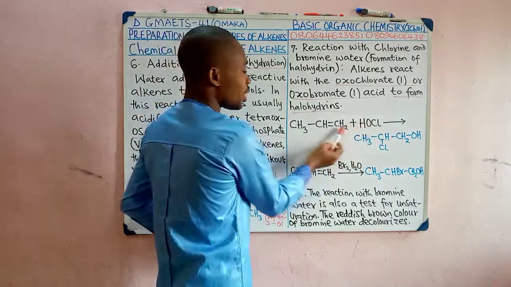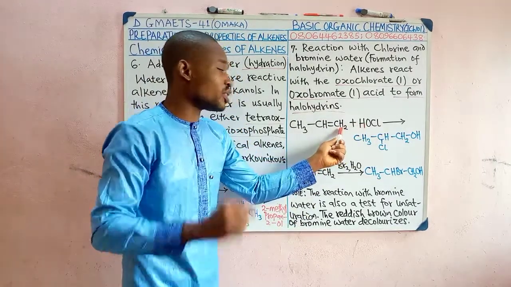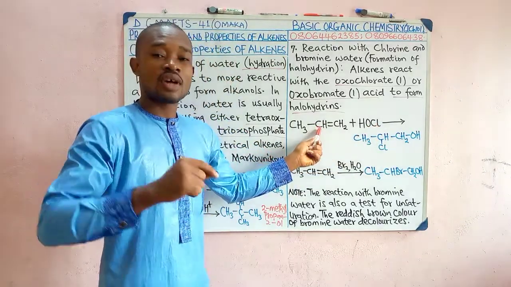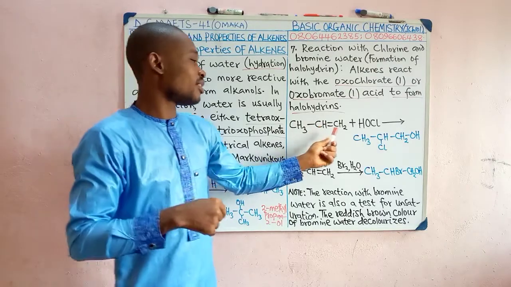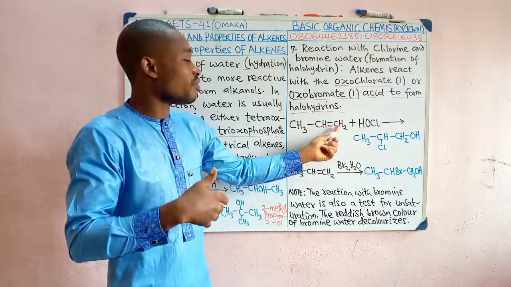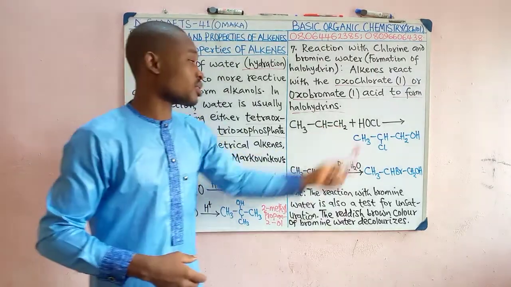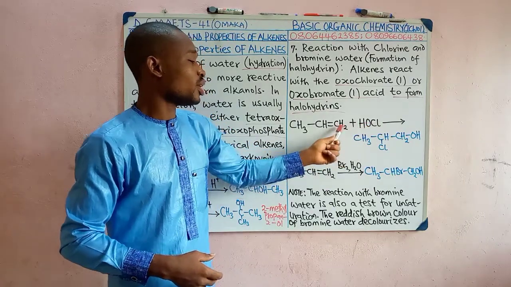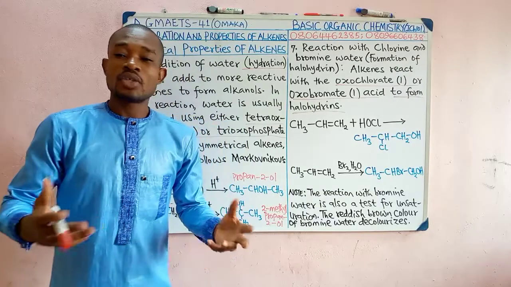The OH will attach to this CH2. Is that okay? The OH will attach to this CH2, while this Cl will attach to this carbon, because this carbon is more positive than this CH2. Is that okay? So this chlorine will attach there, and then this OH will attach to this CH2. So what do you expect to get?